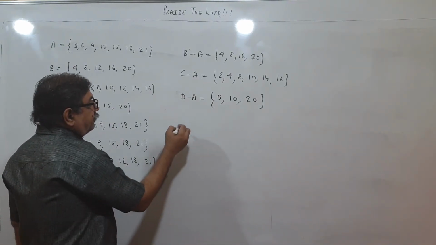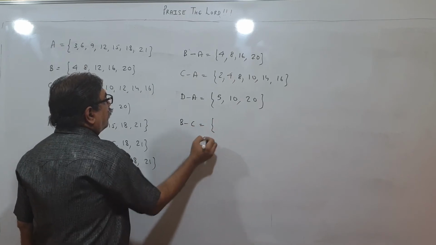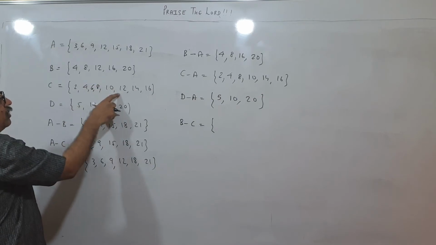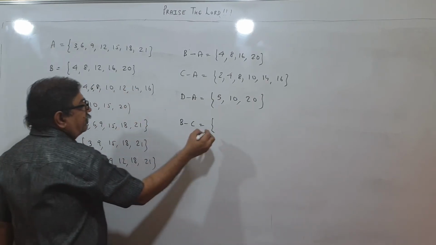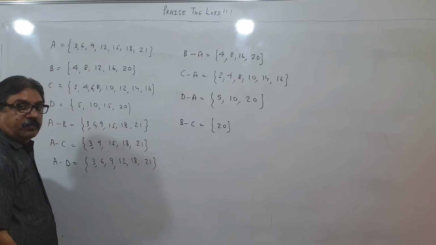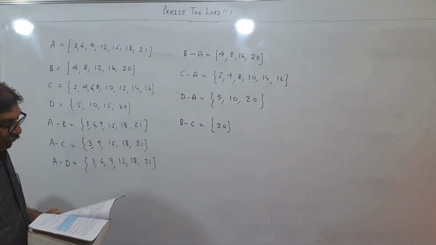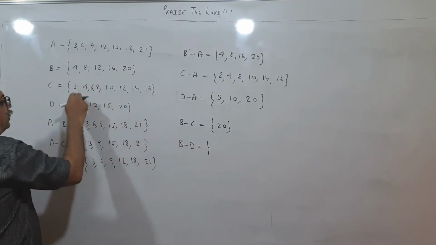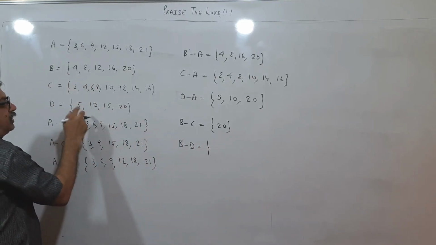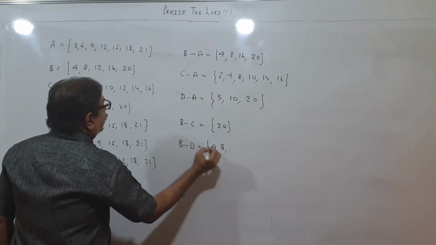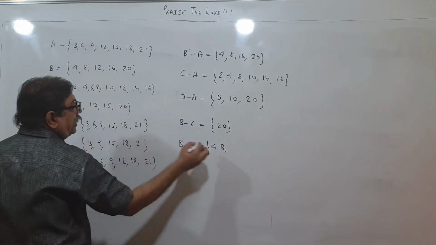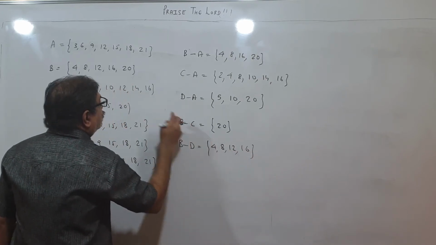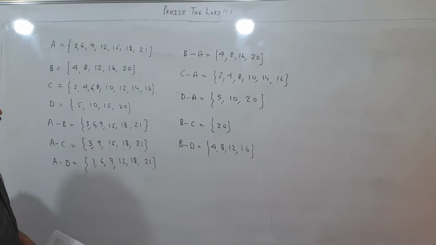B minus C. 4 I cannot write. 8 I cannot write. 12 I cannot write. 16 I cannot write. I can write 20. Then B minus D. From here, 4 I can write because it is not here. 8 I can write. 12 I can write. 16 I can write. 20 I cannot write. 20 will get cancelled.